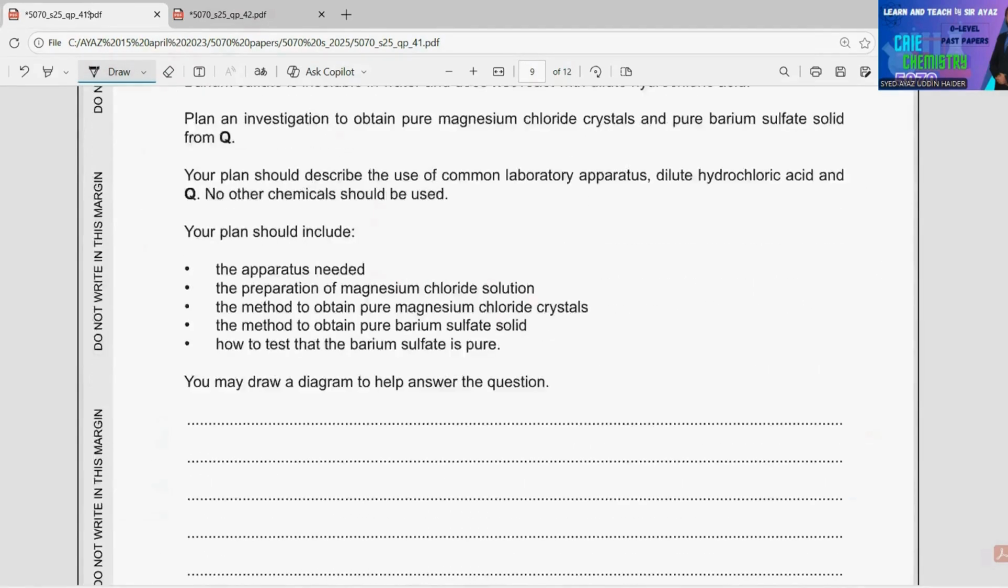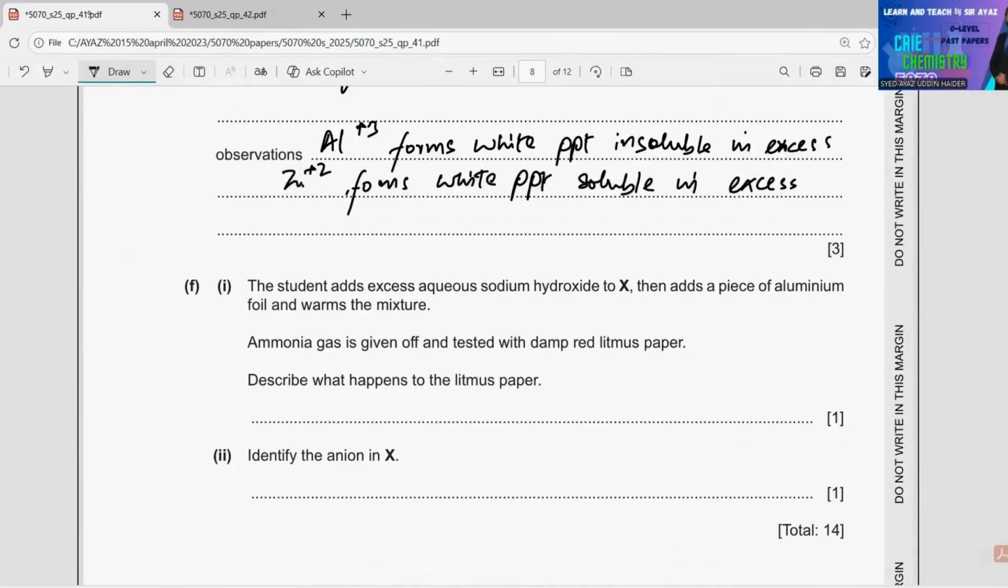F1. The student adds excess aqueous sodium hydroxide to X, then adds a piece of aluminum foil and warms the mixture. Ammonia gas is given off and tested with damp red litmus paper. Describe what happens to the litmus paper.